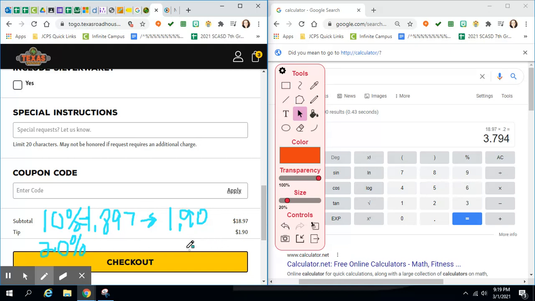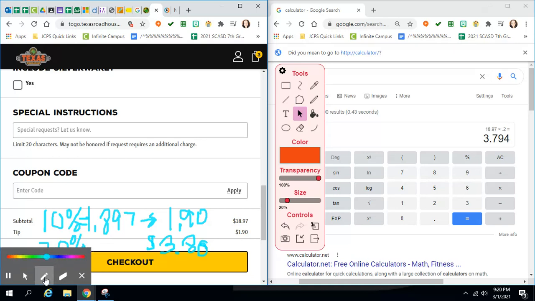But if you want to be precise about it, you simply double this, right? So this would end up being $3.80. That is a zero, right? Because I doubled $1.90. And that is a trick on finding the tips for 20%. Okay.